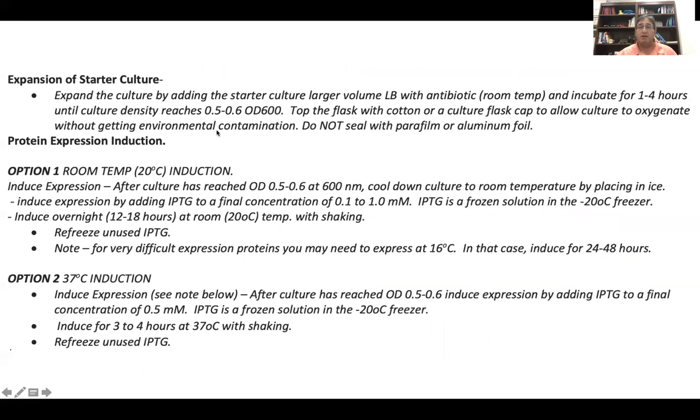So on the website, we have the protocol for expression and expansion. You start with the expansion of the starter culture, what we talked about, and you want to get the OD to about 0.5, 0.6, maybe a little bit higher. Then you're going to want to take that expansion and induce it either at room temperature or 37 degrees. Alternatively, a third option would be at 16 degrees. For your standard expression, follow the 37, where you go 4, 6, or even 8 hours at 37 degrees with shaking. After you've added the IPTG, then you can spin down and freeze.